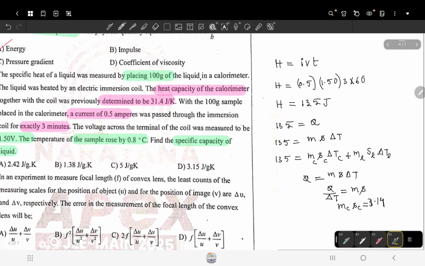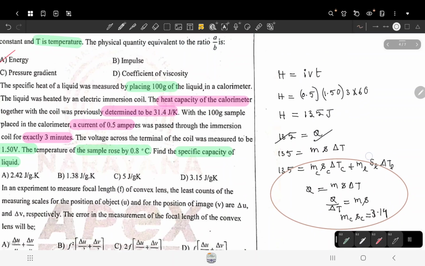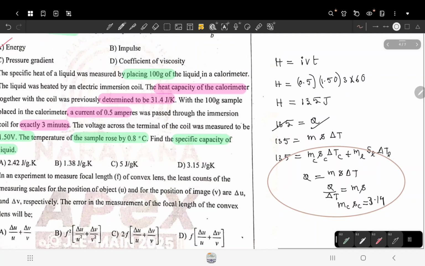So check it once. We are just converting heat energy into thermal energy. The heat energy due to current can be written as IVT, and therefore first we will find out this heat, and that heat will be converted into thermal heat. Therefore we have 135 equal to ms delta T, and there is one more logic, that is this heat capacity, which is also important in order to find mcsc. So this one is important. Clear? So that's clear for everybody.